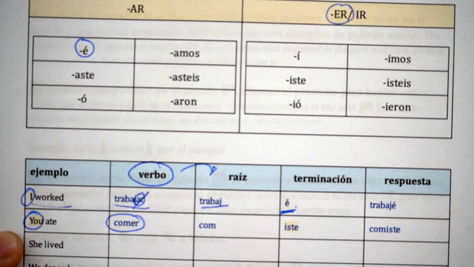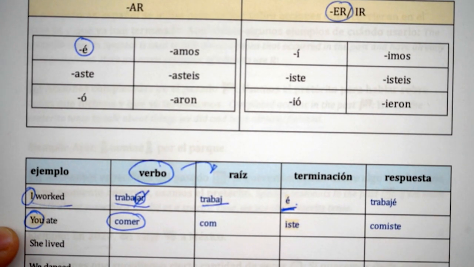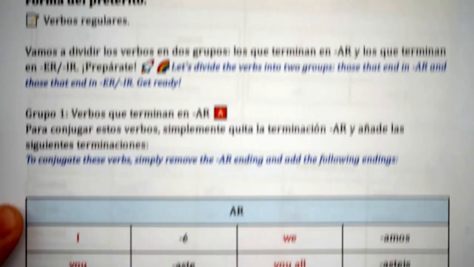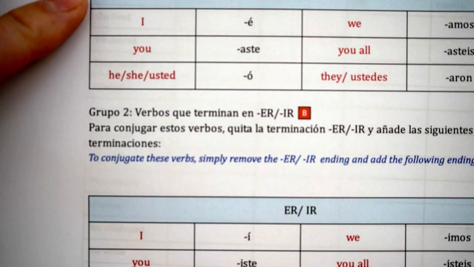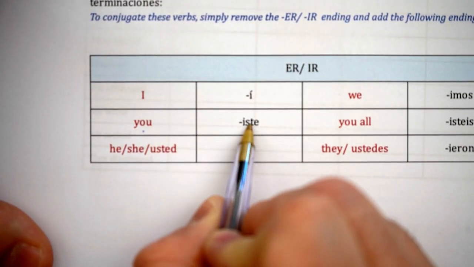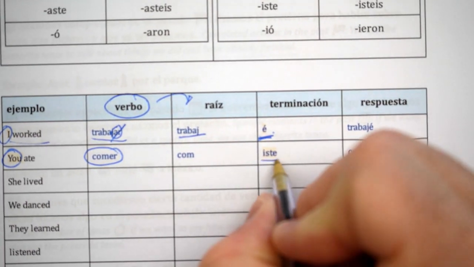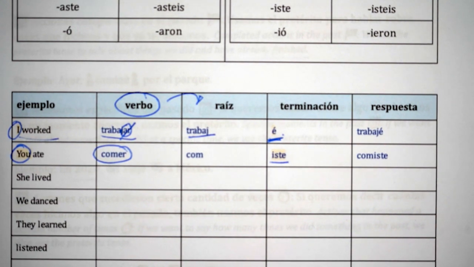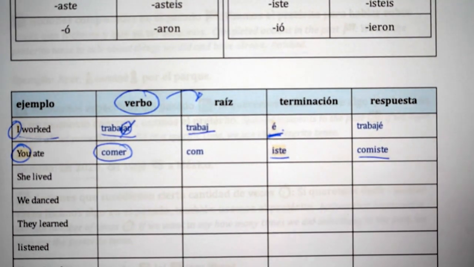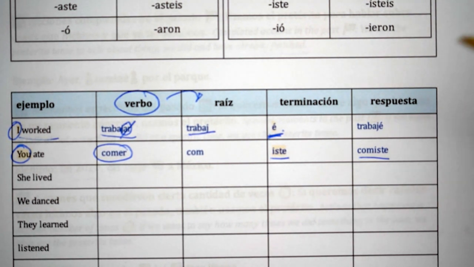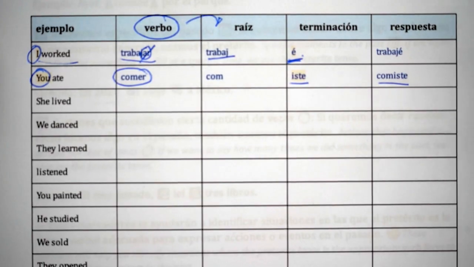Siguiente. You ate comes from the verb to eat, comer. Bien. The stem of the verb comer is com. That's what I have left once I take out the ER, right? And the ending for you, since it ends in ER and it's you, will be iste, as we have right there. Therefore, I just need to put together com and iste, and I have comiste.